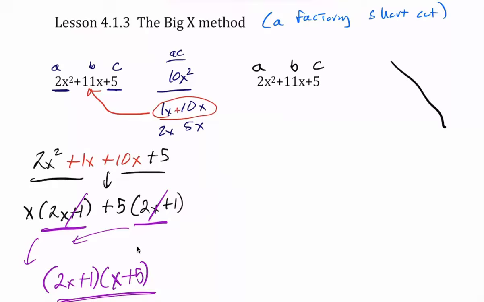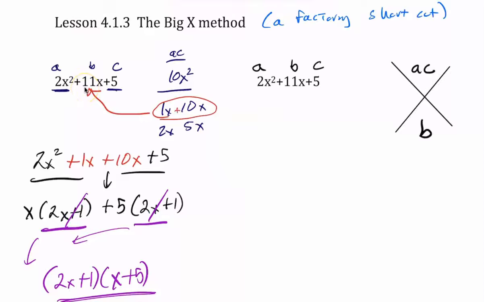So we're going to draw a big X. I'm going to show you kind of the formula for it. There's a big X. So this is the way we're going to organize things. So we still want to multiply A and C together. I'm going to put that on top here. We're still trying to find the combination of factors of AC that add to get the middle term. So put that down here so we know that's what we're looking for.